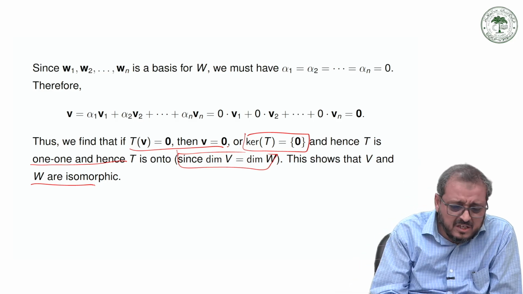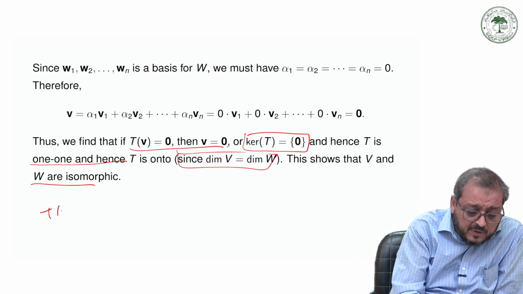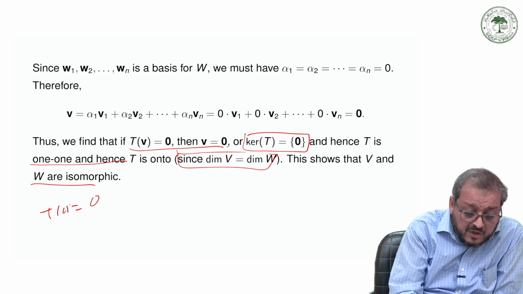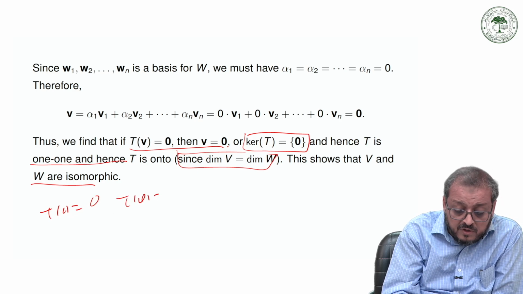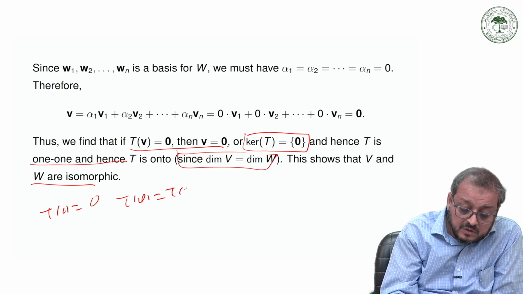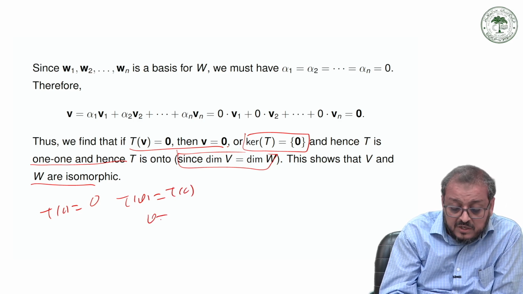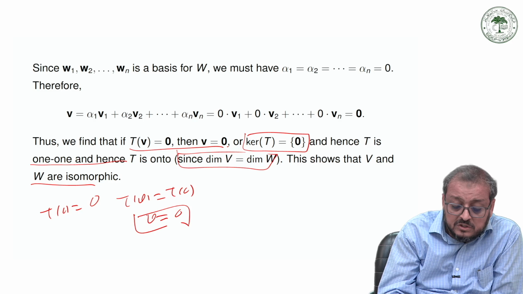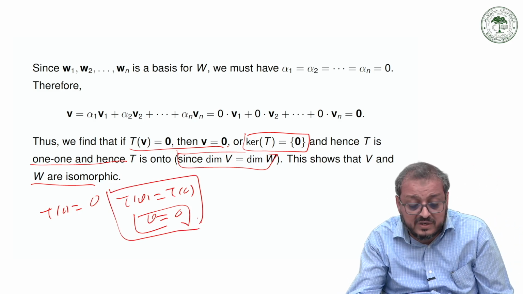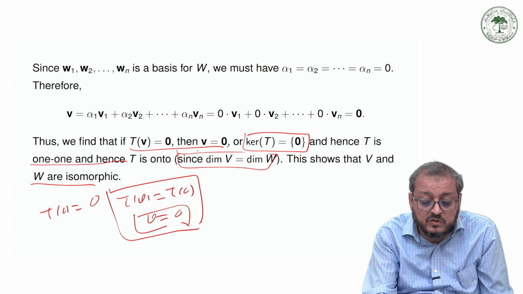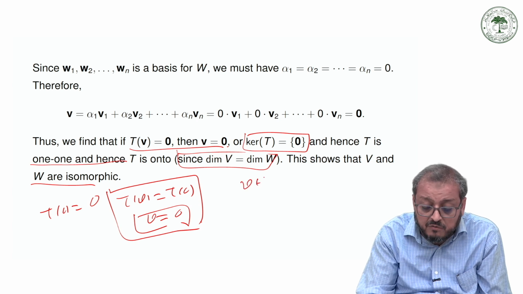So this means we can prove this because I use the property T(0) = 0, and we have just said that we can take T(v) = T(0), and then we have to ultimately show that v = 0. So by this we can say that T is 1-1, or whenever T(v) = 0, v = 0, v is an element of V.